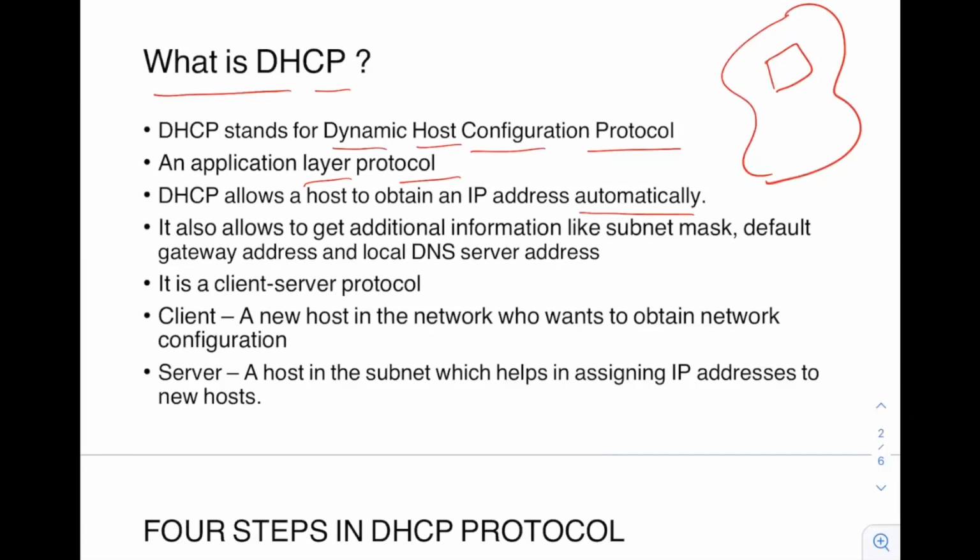Now, this is also important. In old times, the internet service provider had to manually configure all of this, like the IP address, the subnet mask, and the DNS server address. But now everything happens automatically with the help of the DHCP protocol. DHCP also allows us to get additional information like the subnet mask, default gateway address, and local DNS server, which are all important for connecting over the network.